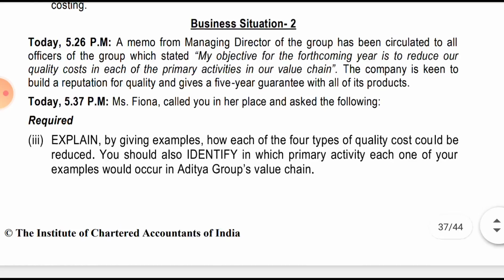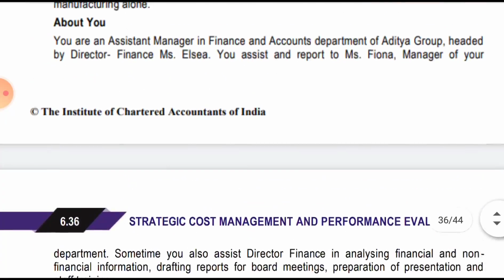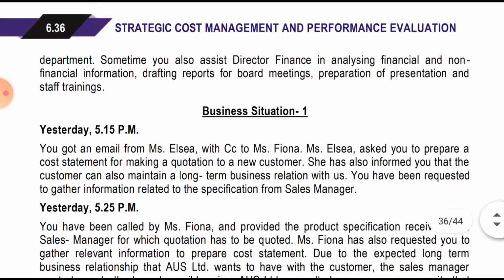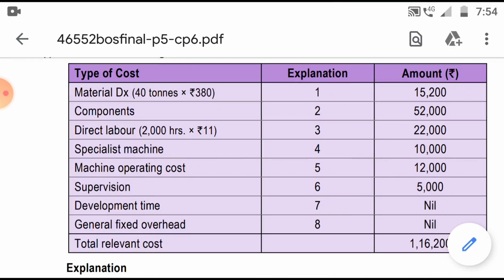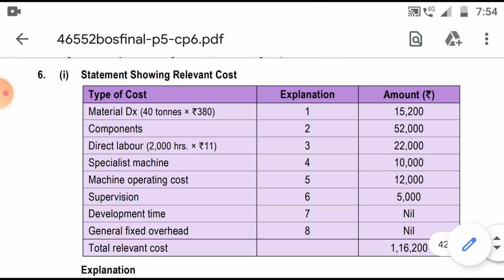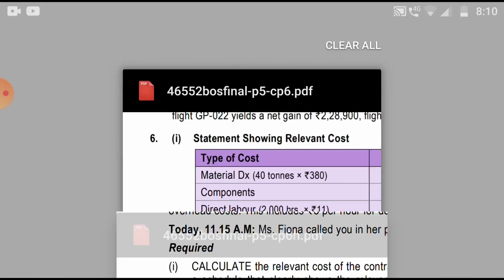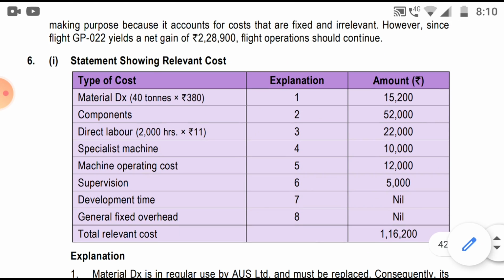So we will move on to the question. Okay, from here we have to see the solution. Wait a second. So we'll continue with the solution required part. In the first part they asked to calculate the relevant cost and then explain each and every cost value, why we included it and why we have not considered it as relevant. So we will move to the solution.